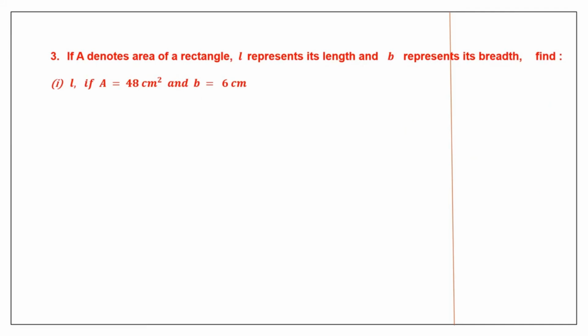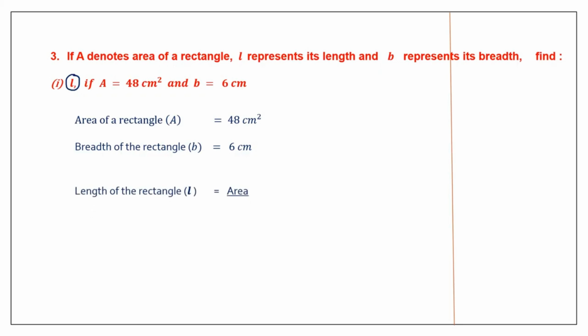Question 3. If A denotes area of a rectangle, L represents its length and B represents its breadth, find L. That is, we have to find the length. So A is given to us, that is area, and B is given to us, which is breadth. Now we have to find the length. So area of the rectangle is 48 centimeters square. Breadth of the rectangle B is 6 centimeters. So the units are the same, centimeters.